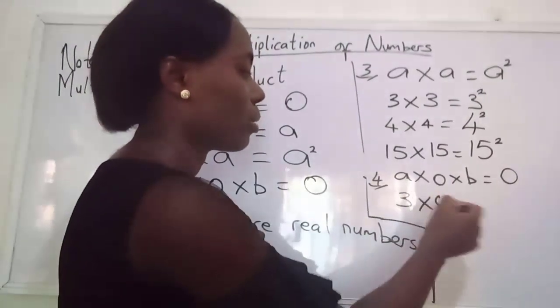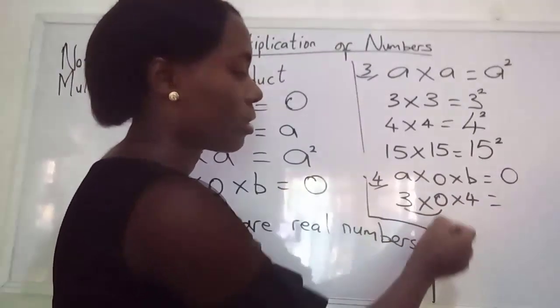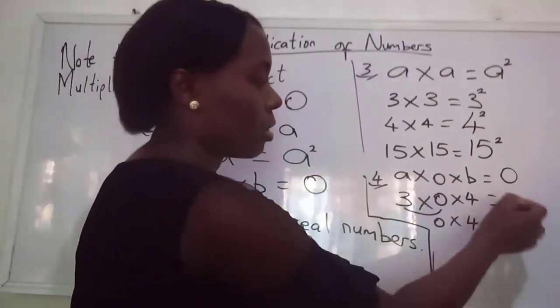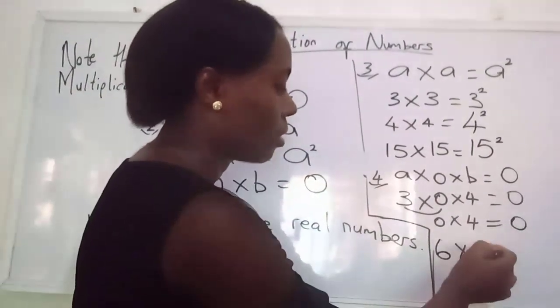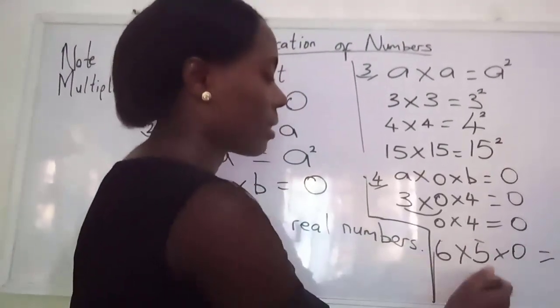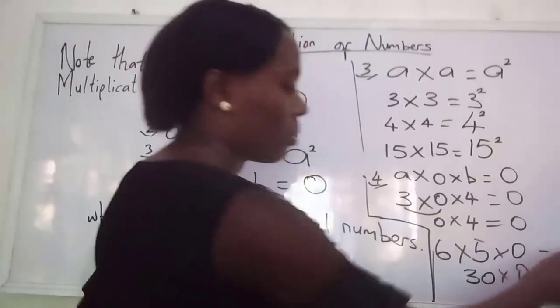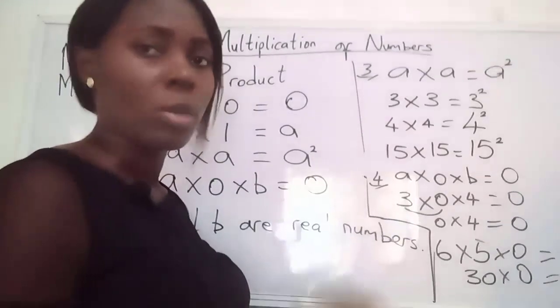Let's say 3 times 0 times 4. 3 times 0 in itself is already 0. That gives us 0 times 4. 0 times 4 is what? Is 0. Okay, let's see 6 times 5 times 0. 6 times 5 is 30. 30 times 0 will give us what? 0. So if you're having multiple numbers and you see 0 in the midst of them, you know that that answer is 0.